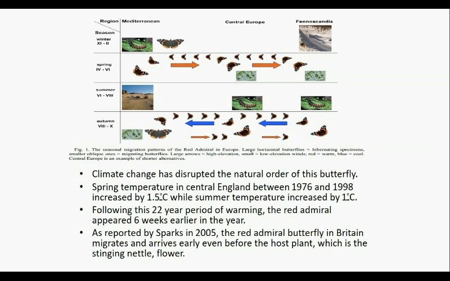Spring temperature in central England between 1976 and 1998 increased by 1.5 degrees Celsius, while summer temperature increased by 1 degree Celsius. Following this 22-year period of warming, the red admiral appeared 6 weeks earlier in the year. As reported by Sparks in 2005, the red admiral butterfly in Britain migrates and arrives early, even before the host plant, which is the stinging nettle, flowered.